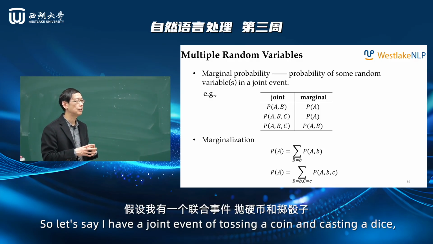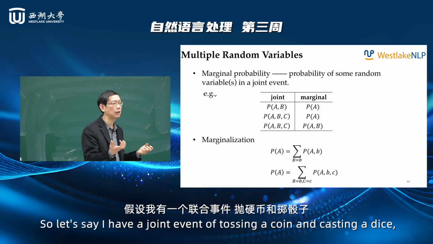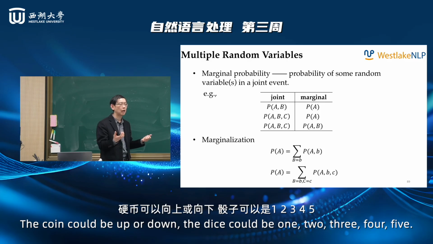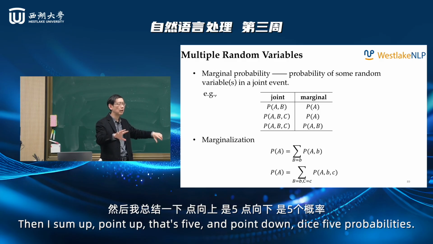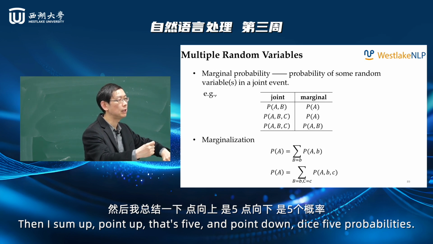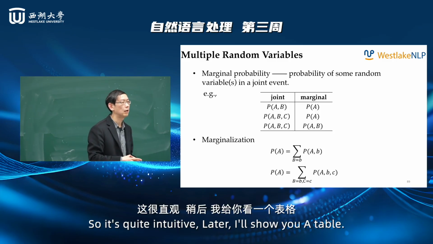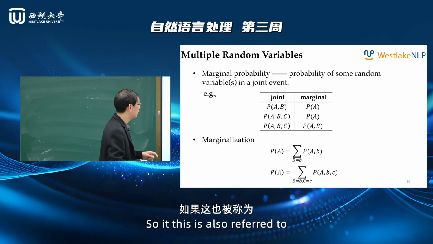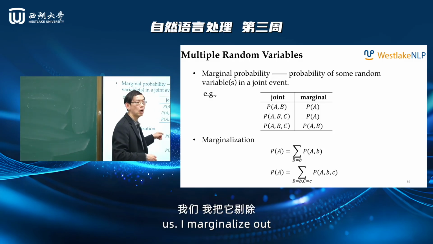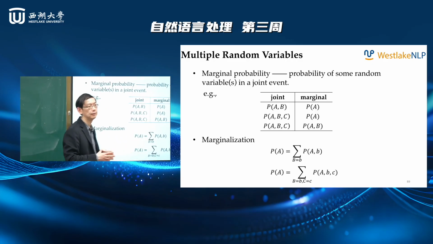Okay, so let's say I have a joint event of tossing a coin and casting a dice, right? The coin could be up or down. The dice could be 1, 2, 3, 4, 5. Then I sum up coin up, dice 5, and coin down, dice 5 probabilities. I get dice 5 probabilities, right? So this is quite intuitive, right? Later I'll show you a table. So this is also referred to as I marginalize out the coin to get the marginal probability of the dice.